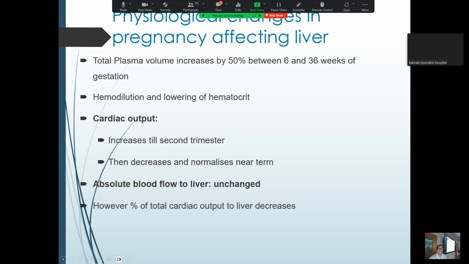Physiological changes seen in pregnancy which affect the liver are: total plasma volume increases by 50% between 6 to 36 weeks of gestation. There is a state of hemodilution and lowering of the hematocrit level. Cardiac output increases till the second trimester and then decreases and normalizes near term. The absolute blood flow to the liver is unchanged. However, the percentage of the total cardiac output going to the liver decreases.